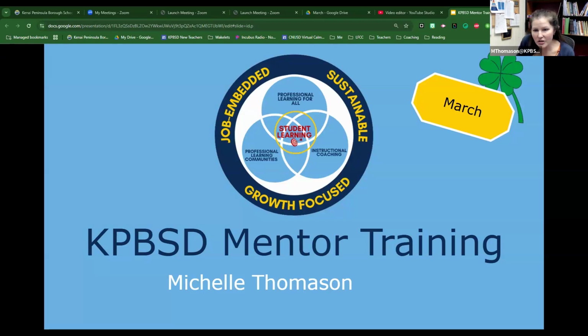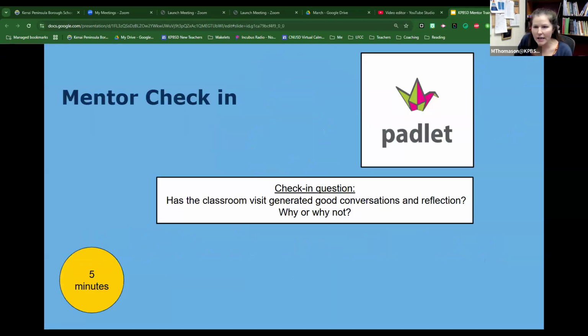First thing I would like to do is a quick check-in. I have a Padlet for everybody. I'm going to drop the Padlet link. It's just a check-in to see how your classroom visits are going. There's the link to the Padlet. I'm going to start the timer and give you 5 minutes to let me know how your classroom visits have gone so far.